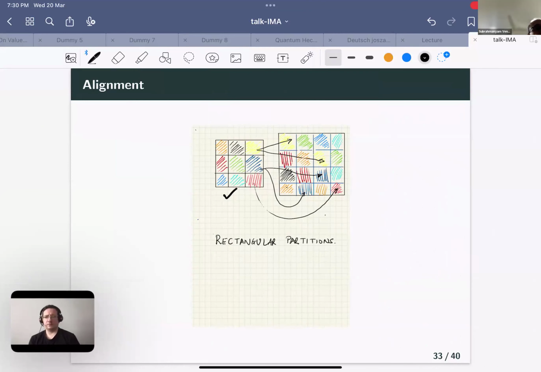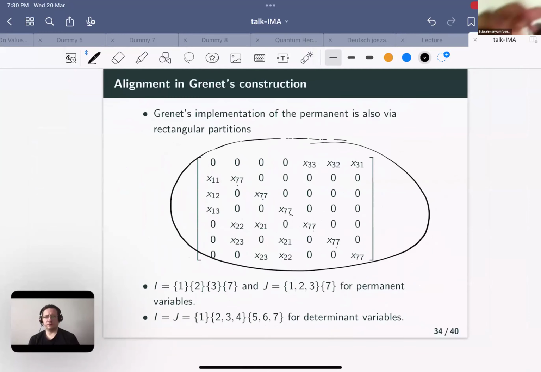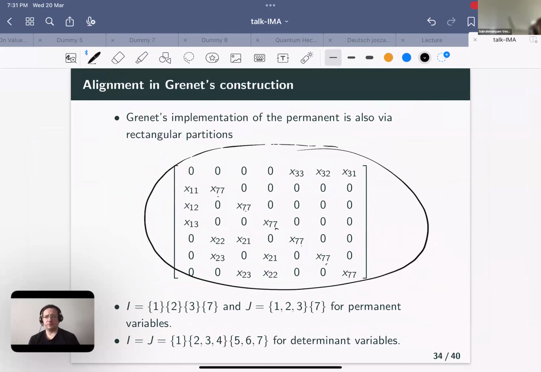For example, this yellow patch here can only go as two rectangles. This blue patch here goes as another rectangle and another rectangle. There is a partition of the variable set of the determinant and a partition of the variable set of the permanent, so that rectangles go into unions of rectangles. Somehow those subspaces of the corresponding hypersurfaces have some kind of alignment, is what we are saying. And that happens, for example, in Grenet's construction. If I look at x11, x12, x13, they only seem to appear here, inside this rectangle.